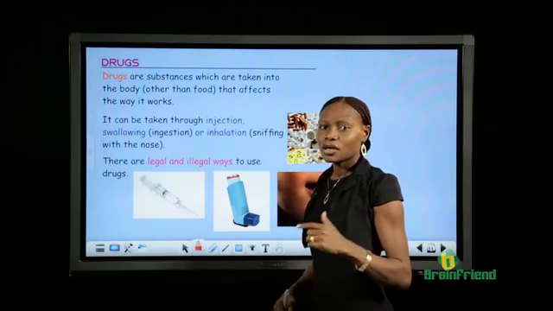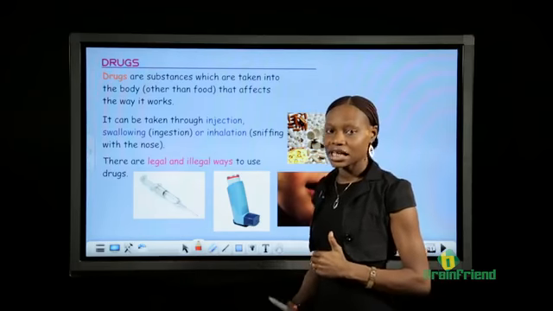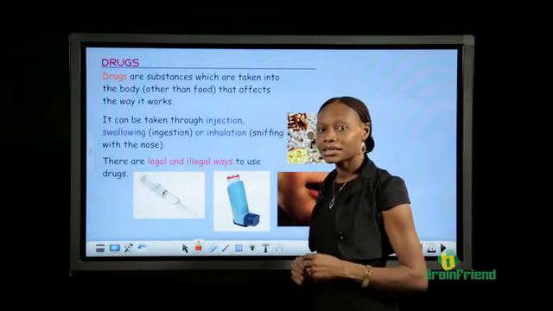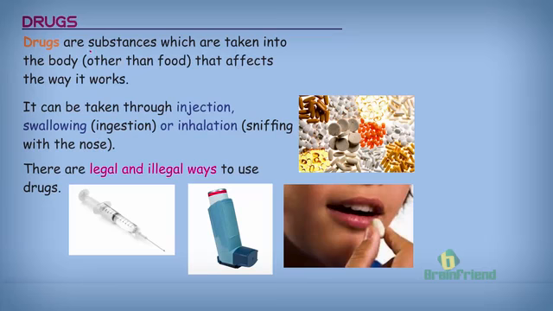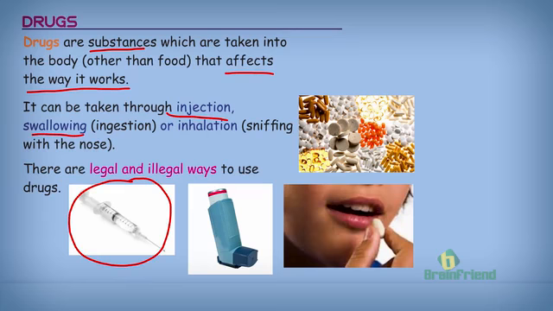Remember, we said one of the ways we can keep our bodies healthy is by taking in the right drugs the right way. What are drugs? Drugs are simply substances. When taken into the body, they affect the way our bodies work. These substances are substances other than food. We're not talking about food, but we're talking about every other substance that when we take it, it affects the way our bodies work. We can take in drugs by injecting them into our bodies, or swallowing them, or by inhaling them.